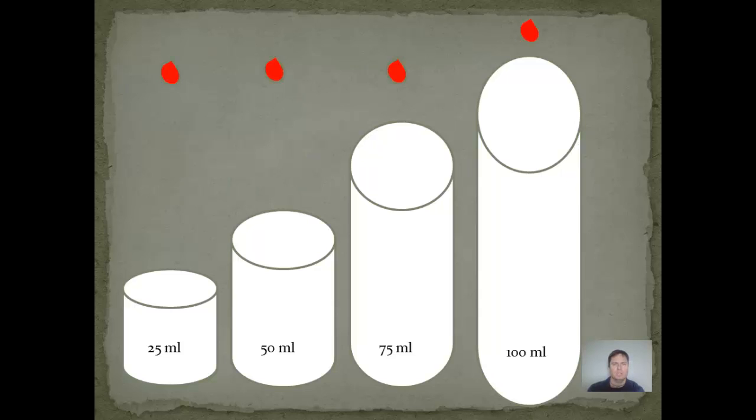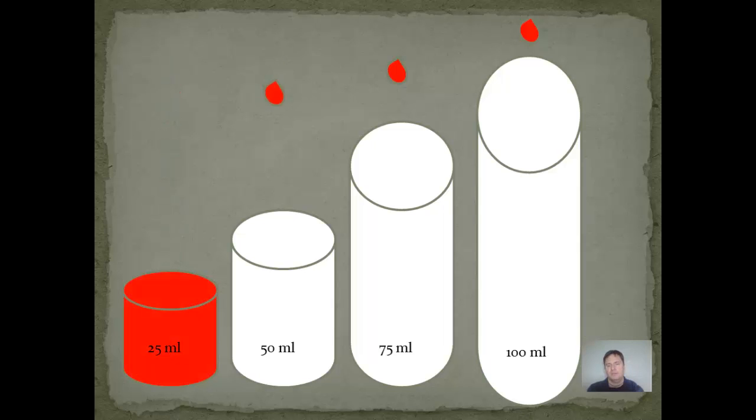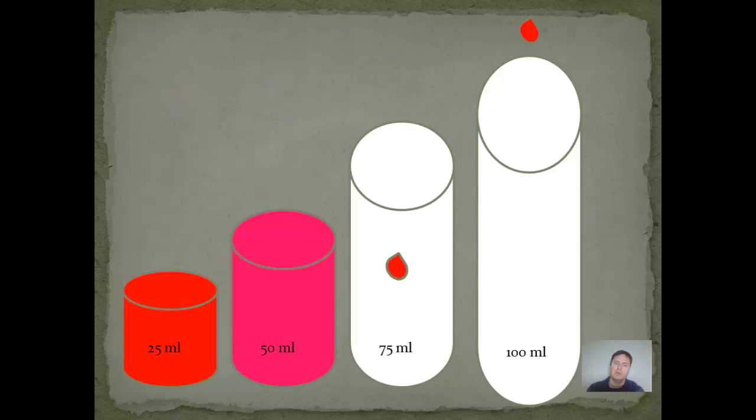Let's take a look at this. Let's say we start off with 100 joules of heat. We're going to put it in each of these different containers. We have a 25 milliliter container, 50 milliliter, 75, and 100 milliliter. These contain water. And what we see is that even though we're putting the same amount of heat in, 100 calories or 100 joules, the effect is going to be different.